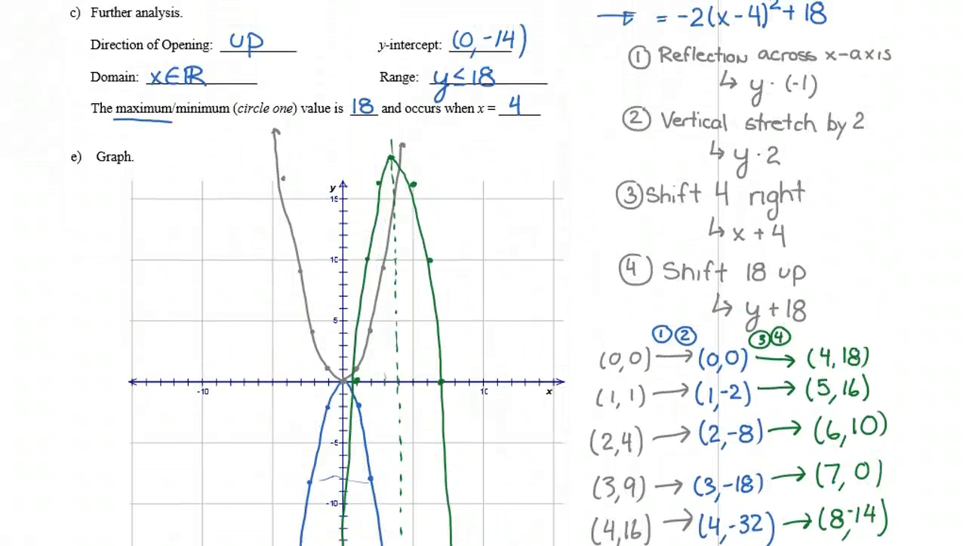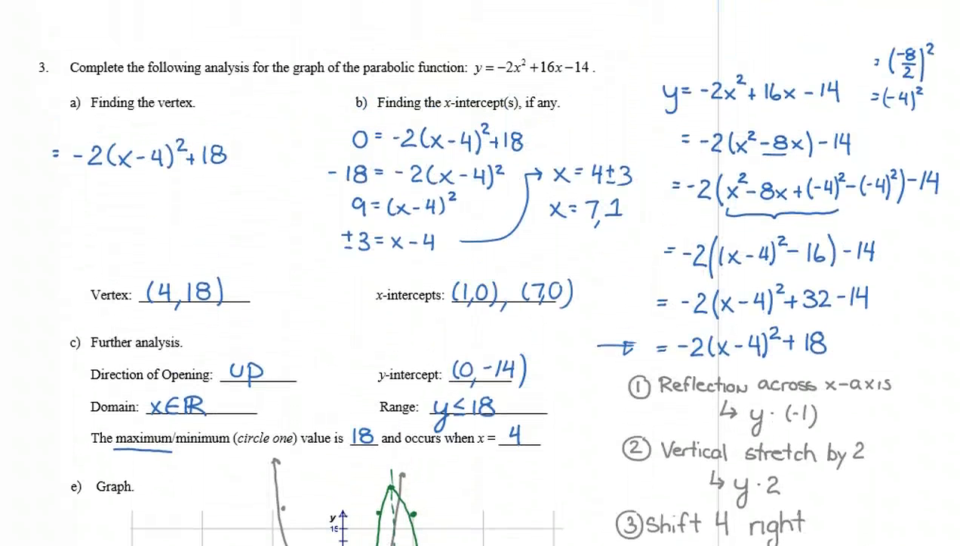And just to wrap up, like I said, when we read the transformations, this -2 actually represents two transformations. It represents a reflection across the x-axis and a vertical stretch. So that means we multiply the y by -1 for the reflection across the x-axis, and we multiply the y by 2 for the vertical stretch. But often what we'll just say is multiply y by -2.